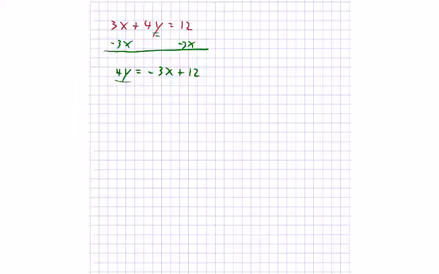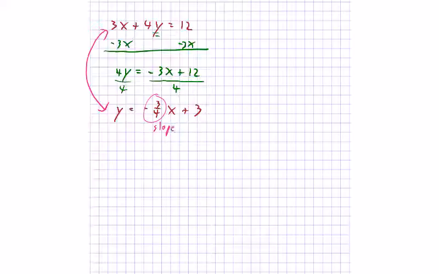In my next step, I can divide both sides by 4. Make sure I divide the entire right-hand side by 4. And this will give me my final result that y is equal to negative 3/4 x plus 3. Note I divided both terms on the right-hand side by 4. So the general form, 3x plus 4y equals 12, is equivalent to the slope-intercept form, y equals negative 3/4 x plus 3. So the slope is negative 3/4, and the y-intercept is 3.